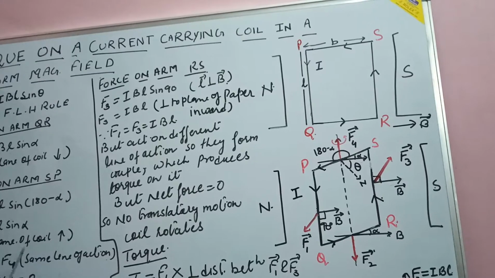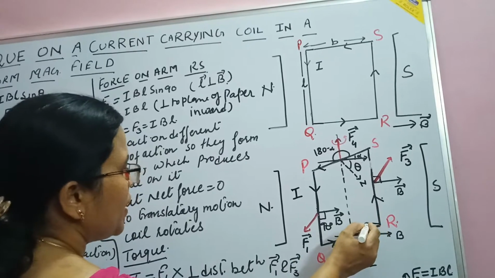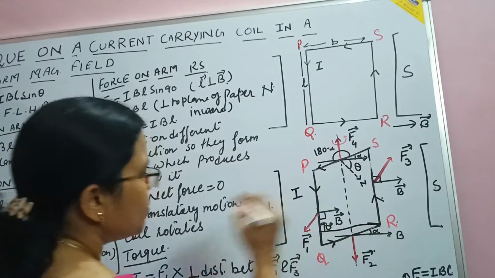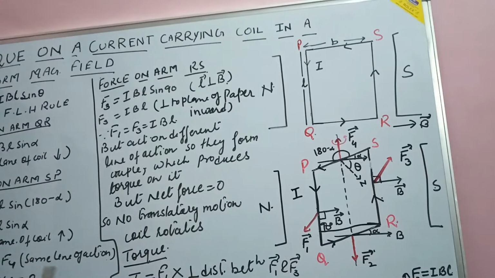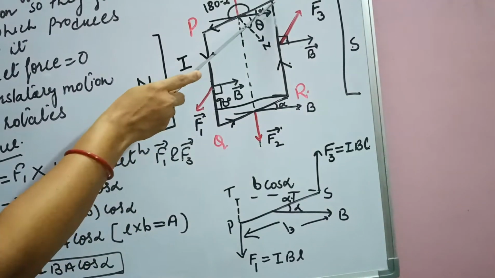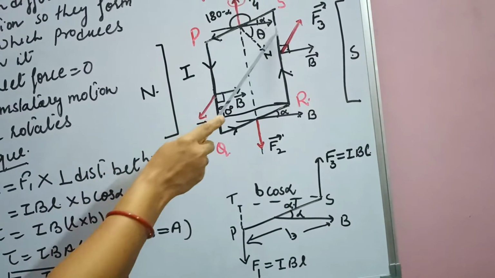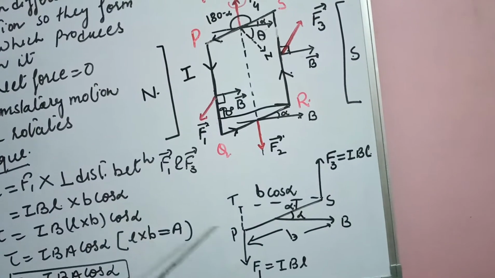So what is the general formula of the torque? The general formula of the torque is tau equal to F1 multiplied by the perpendicular distance between F1 and F3. So what is the perpendicular distance between F1 and F3? This is the direction of F1 and this is the direction of F3, so this is the perpendicular distance between F1 and F3. I have drawn this perpendicular distance here in this diagram. This is the plane PS, and this is the angle. This is the perpendicular distance between F1 and F3 here also.